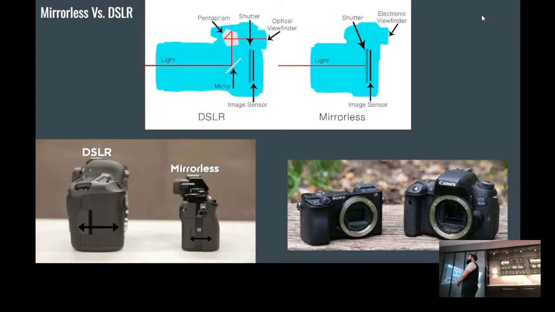A DSLR has a mirror on the inside. When it's used, that's how it then hits the image to the sensor of the camera and then also brings the image up to your viewfinder so you can see through it and see what you're looking at. Mirrorless has no mirror on the inside, hence the name. Mirrorless cameras are lighter weight, they're smaller, they're more compact and portable than their DSLR brethren.